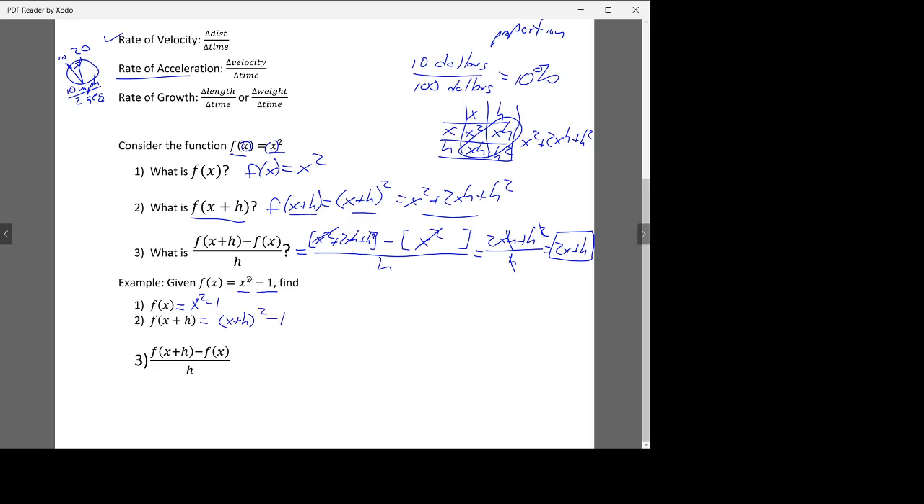It takes whatever it is squared, squares it. So we gave it this, it squares it, and then it subtracts 1. And then this is what we calculated before, the x squared plus 2xh plus h squared, and then don't forget that minus 1. And then our big fraction, so we have something in the parentheses, it's x squared plus 2xh plus h squared minus 1, minus.